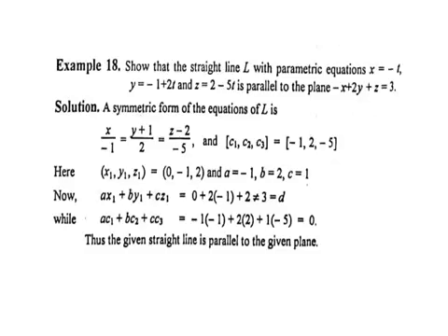Example number 18, in which we show that the straight line L with parametric equations x equals minus t, y equals minus 1 plus 2t, and z equals 2 minus 5t is parallel to the plane minus x plus 2y plus z equals 3.